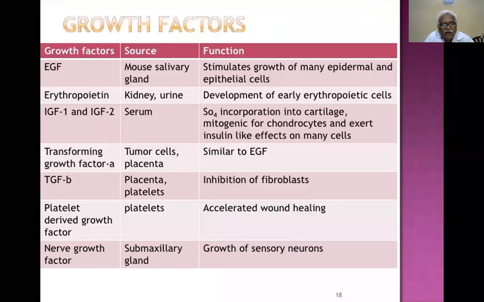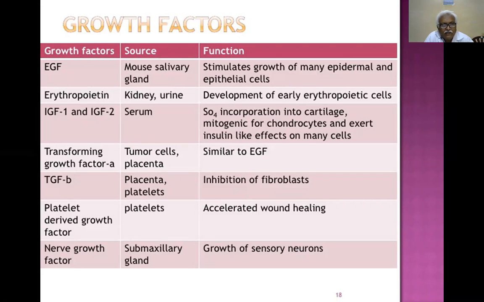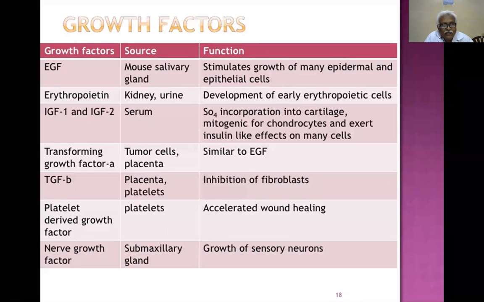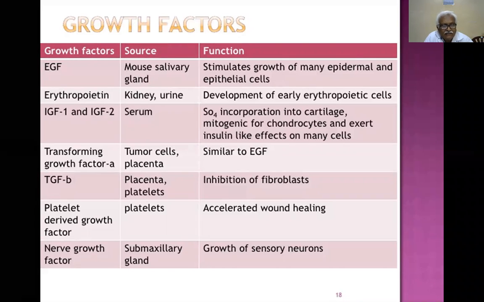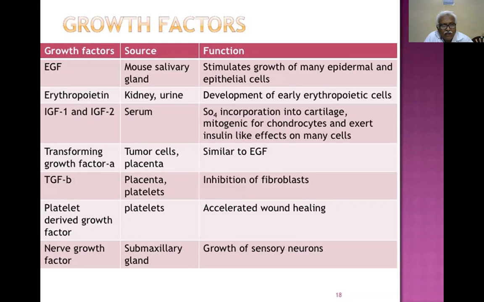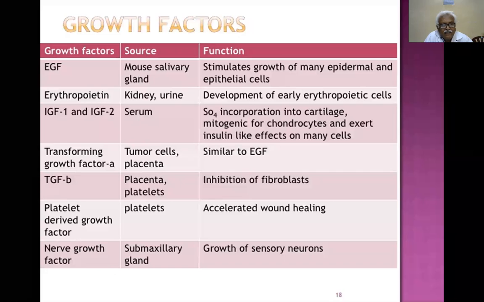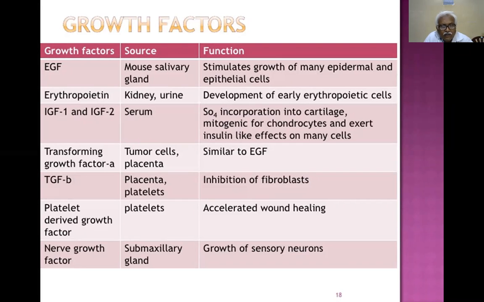So there are a set of growth factors. EGF, the source is the submaxillary gland. Its function is to stimulate growth of many epidermal and epithelial cells. Erythropoietin: for the body to synthesize RBC from the bone marrow, we need erythropoietin from the kidney. The kidney synthesizes erythropoietin, and as long as the kidney is actively working, a sufficient amount of erythropoietin will be secreted. If that is there in sufficient amounts, you don't have any problem.